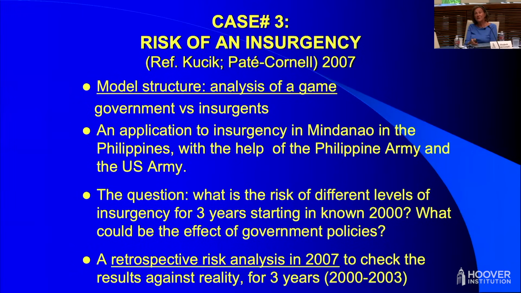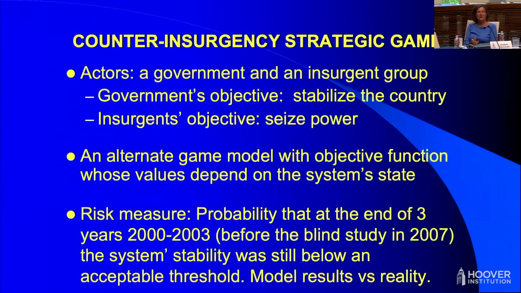So what is the risk of different levels of insurgencies for the next 3 years? We did the study in 2007, and we studied the time, 3 years, starting in 2000, as if we did not know what was happening, so that we could test our model. And so it was a retrospective analysis in 2007 to check the results against reality for 3 years, 2000 to 2003. So a counterinsurgency strategic game.